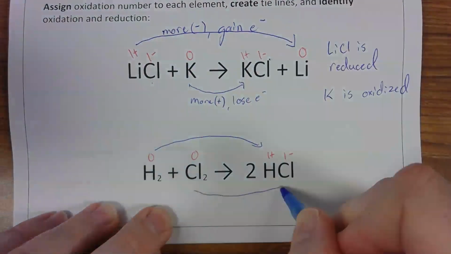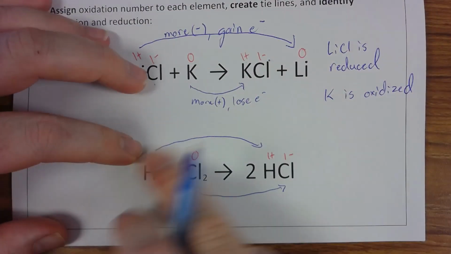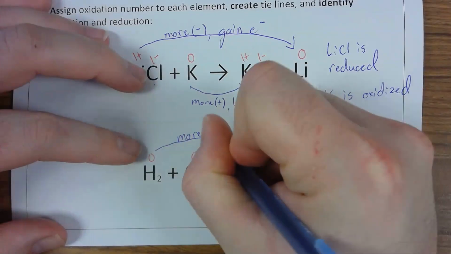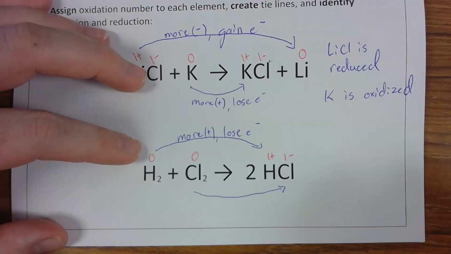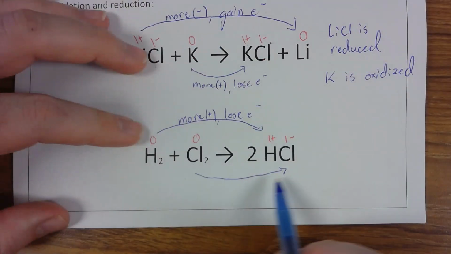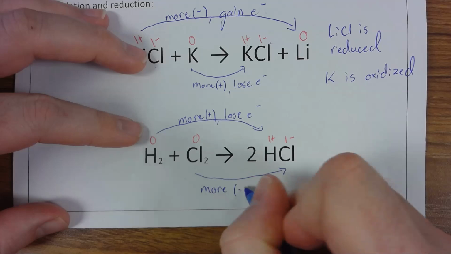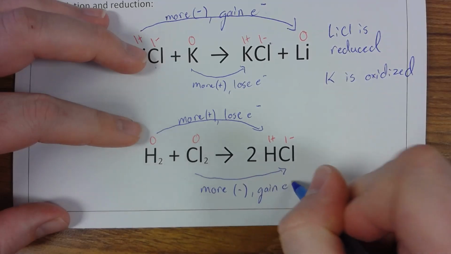Chlorine is changing. Now, in what ways are they changing? Well, the hydrogen's becoming more positive. So that means if you become more plus, that means he's losing electrons. The chlorine is becoming more negative, and as a result, is gaining electrons.